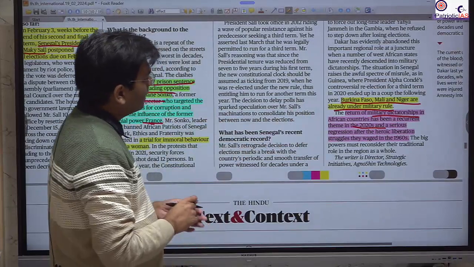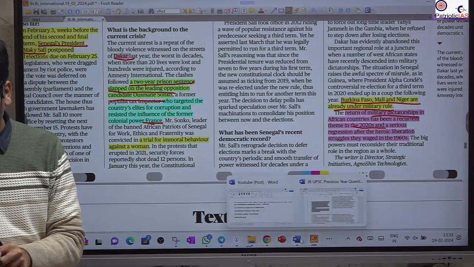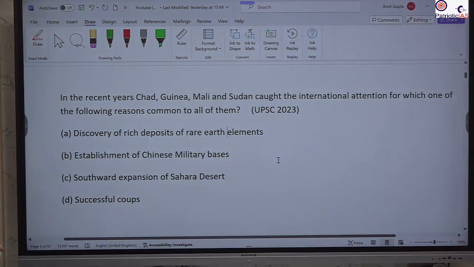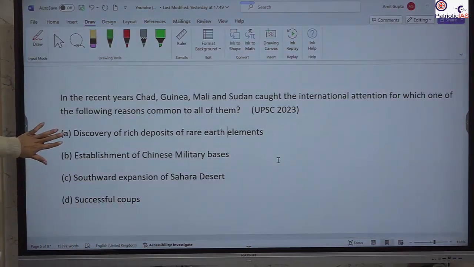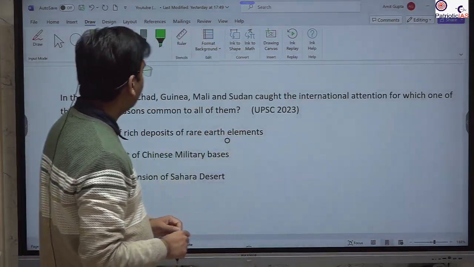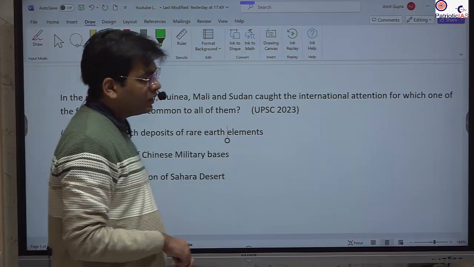And due to these continuous coups and military rules, last year UPSC asked a question based on this. Please solve this question. See this. This was the question last year: in recent years, Chad, Guinea, Mali, Sudan caught international attention for which one of the following reasons common to all of them: discovery of rich deposits of rare earth elements, establishment of Chinese military bases, southward expansion of the Sahara Desert, successful coup. So D was the correct answer.